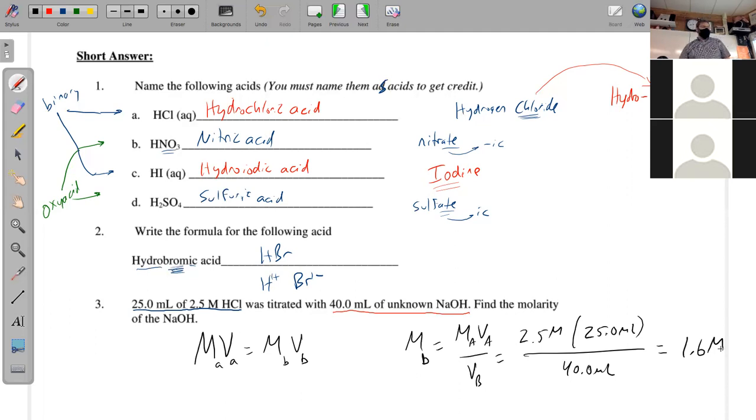You know that it has to be less than 2.5 molar because the quantity of sodium hydroxide we needed was larger than the quantity of hydrochloric acid that was used. And because there's a greater volume of sodium hydroxide that was needed, the concentration of sodium hydroxide must have been less. And it comes out to be 1.6 molar. Okay.